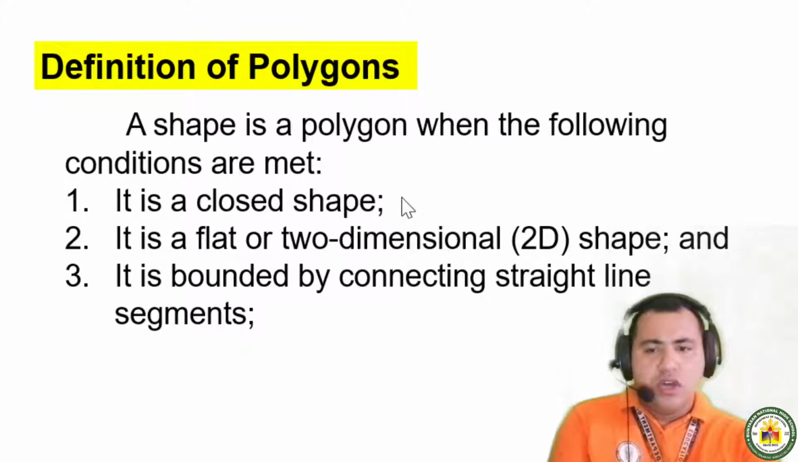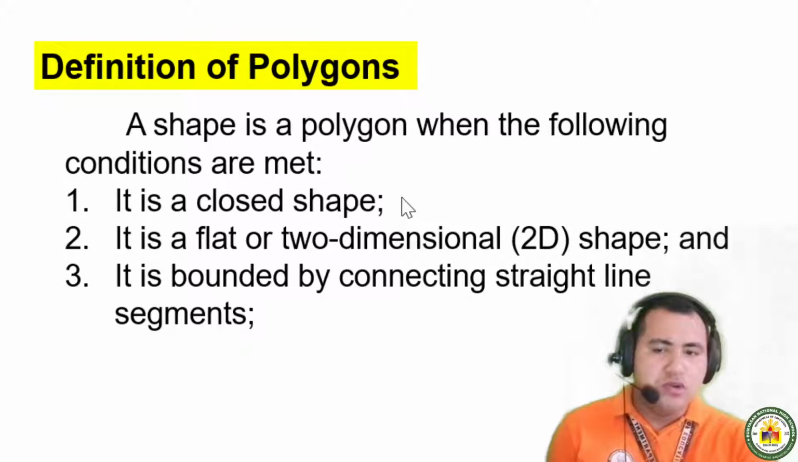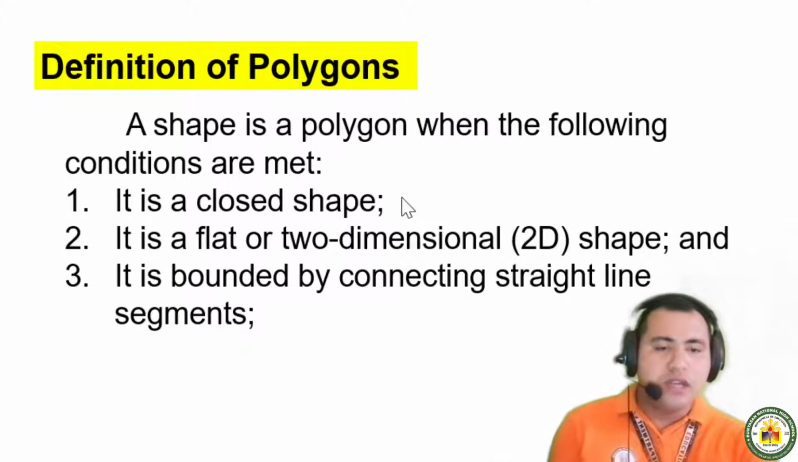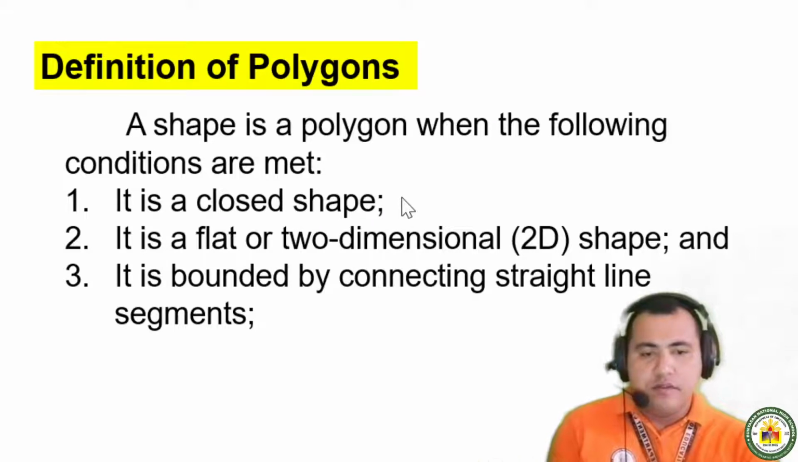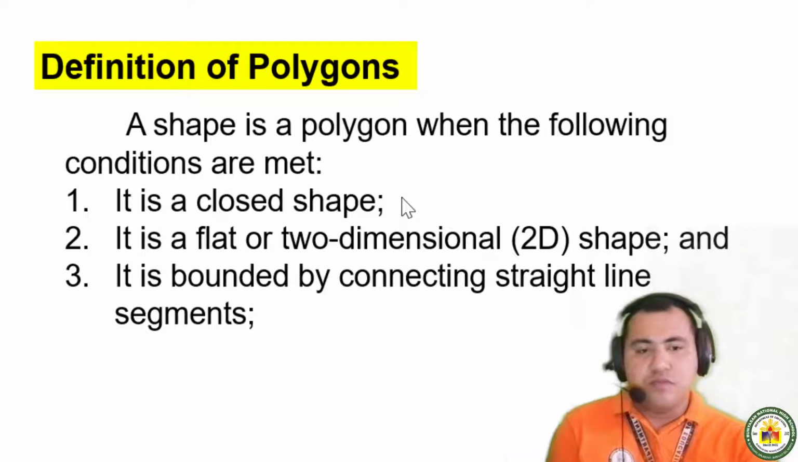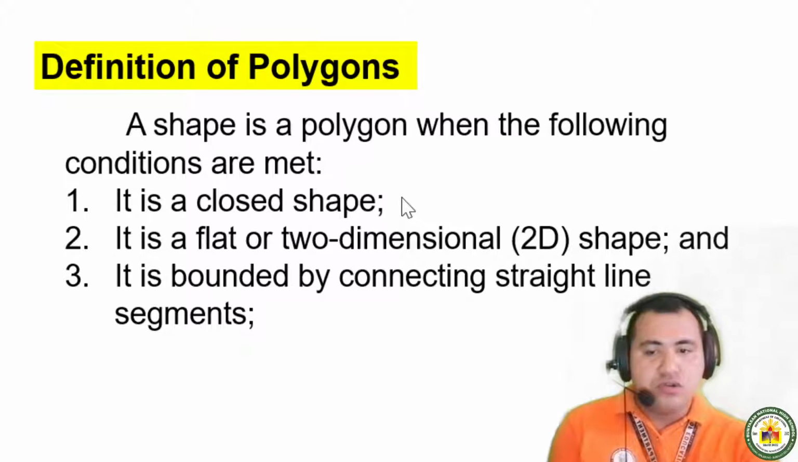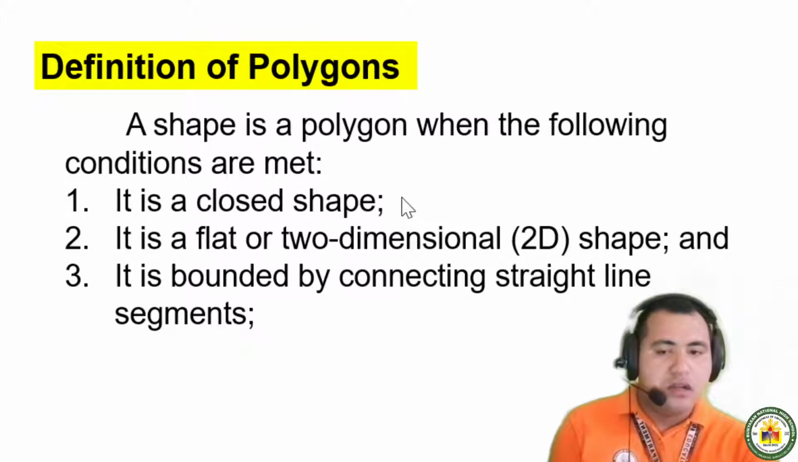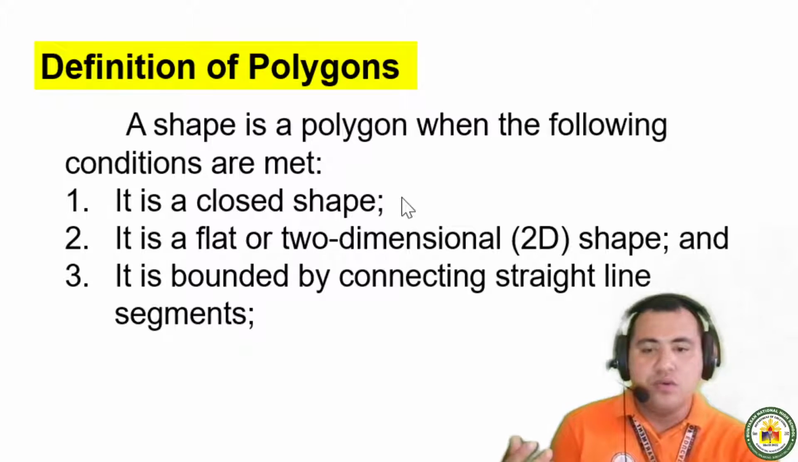A shape can be considered a polygon when the following conditions are met. The first condition is that it must be a closed shape. Second, it must be a flat or two-dimensional shape. 2D means two-dimensional figure. When you say two-dimensional shape, it has only length and width.